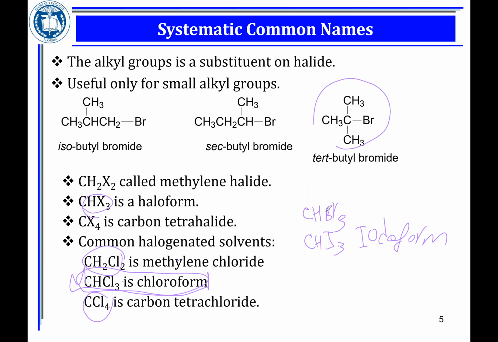CHI3 is iodoform, bromoform, chloroform. And then you have carbon tetrachloride, and in general, halide is a common name for it.